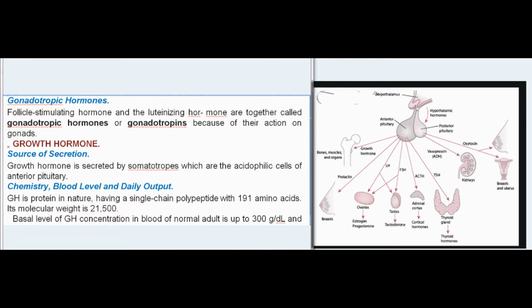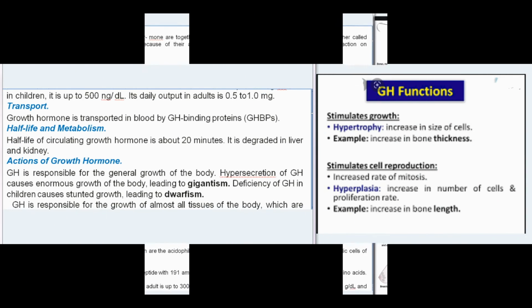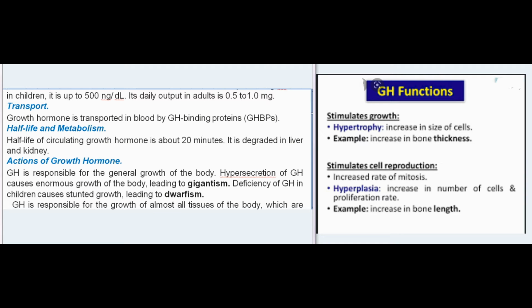GH is protein in nature, having a single-chain polypeptide with 191 amino acids. Its molecular weight is 21,500. Basal level of GH concentration in blood of normal adult is up to 300 ng/dl, and in children, it is up to 500 ng/dl. Its daily output in adults is 0.5 to 1.0 mg.